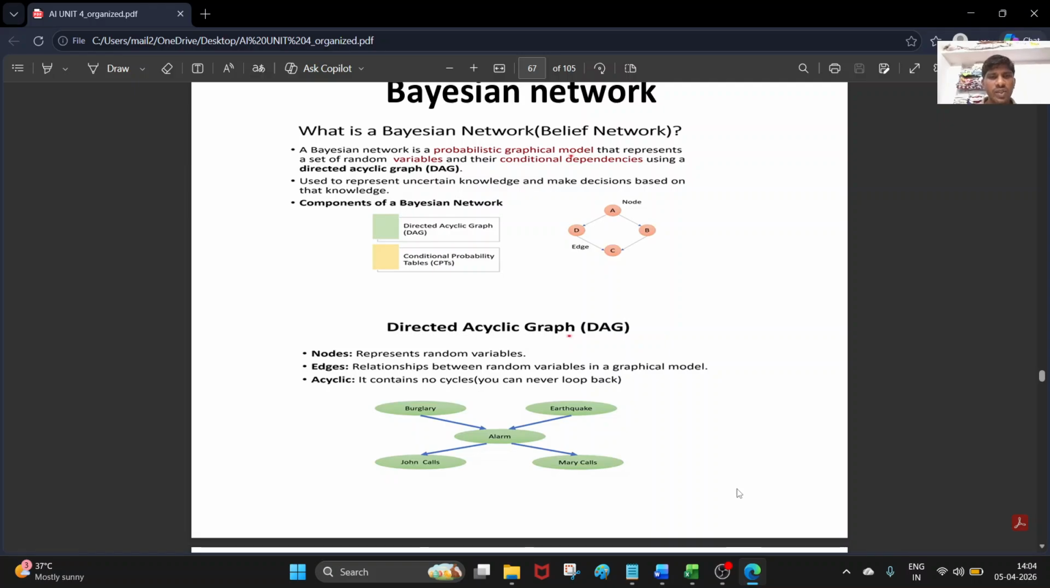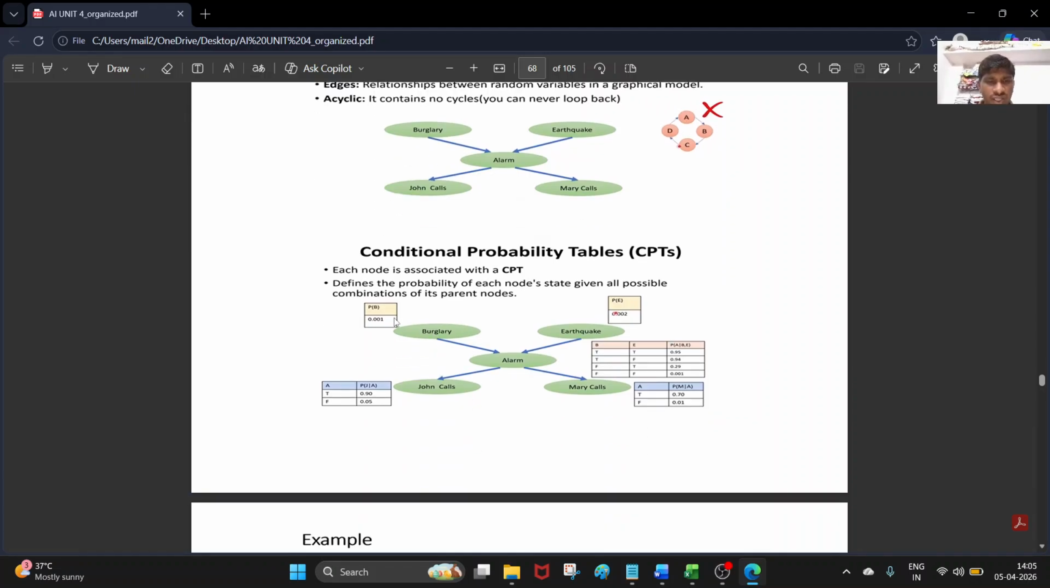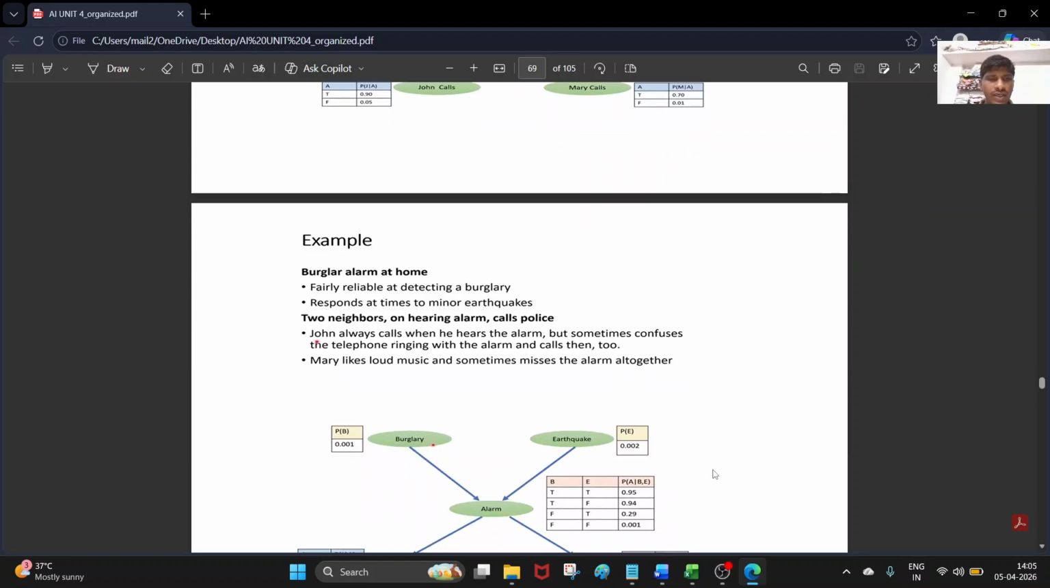The components of Bayesian networks are DAG and CPTs. DAG is nothing but a directed acyclic graph, and the CPT is nothing but a conditional probability table. Normally this graph contains nodes, edges, and is acyclic. Acyclic means it does not have a loop. So here burglary, earthquake, alarm, John calls, and Mary calls are the nodes. The connection between two nodes, this arrowhead, represents the edges. Directed acyclic means there is no loop like this. In a conditional probability table, each and every node will be having values. Those values are called the conditional probability table.